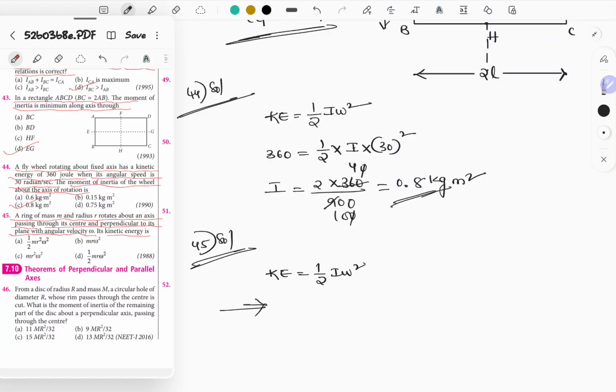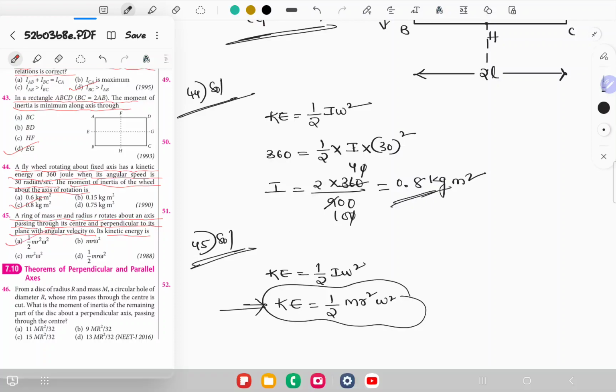From this, what's the value we have to find out? This is the value only. Moment of inertia of that ring is equal to m r square, so kinetic energy is 1 by 2 m r square omega square. Which option matches perfectly? 1 by 2 m r square omega square. So option A is the correct answer. Very good.